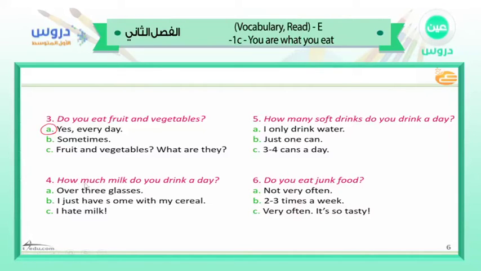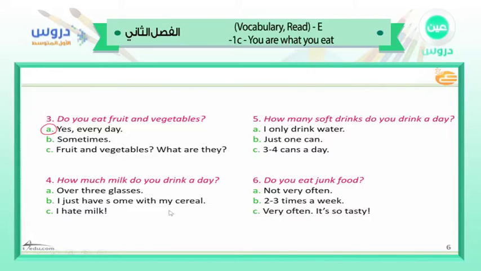Number 4, how much milk do you drink a day? A, over 3 glasses, more than 3 glasses. B, I just have some. This is "some," okay? Some, but there is a mistake. With my cereal. C, I hate milk.